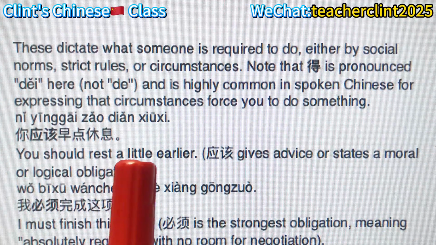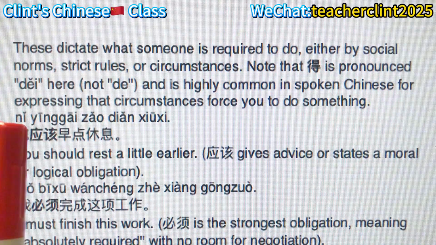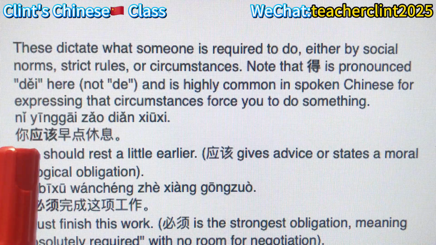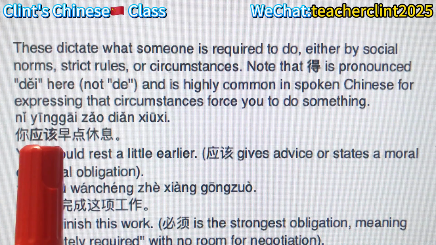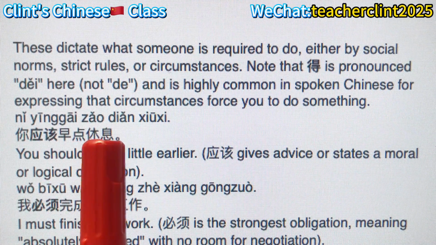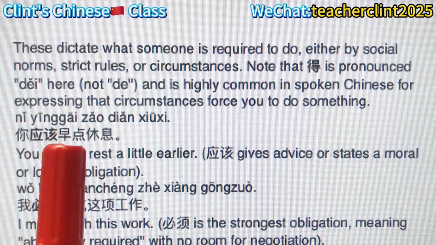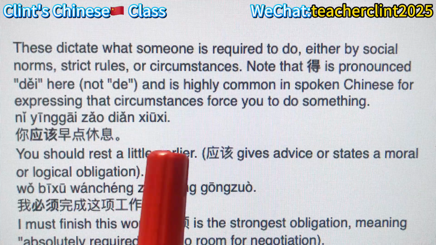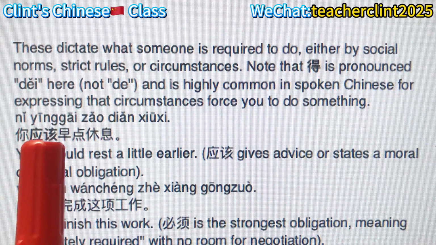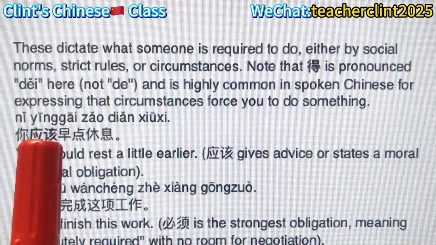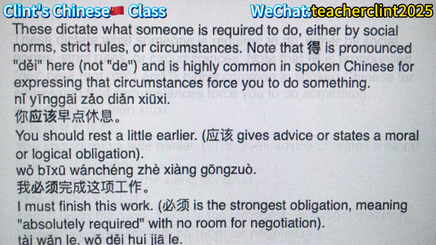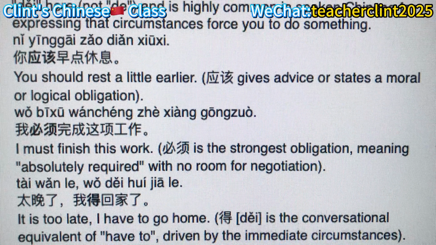You should rest a little earlier. 你应该早点休息。你 you subject, 应该 should, 早点 earlier, 休息 rest. Subject, modal verb, adverb, and verb. So 应该 here is for giving people advice or telling people that they should do something logically. Then you can use 应该.